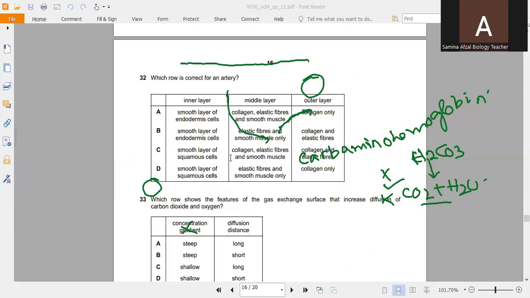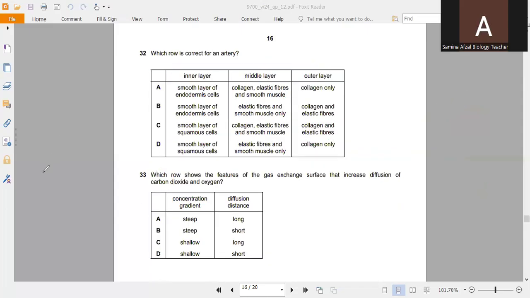We are moving towards question number 32. Question number 32 is: which row is correct for an artery? Inner layer, middle layer, and outer layer. They have told us about the inner layer, and you know that it's smooth. A and B have a smooth layer of endodermal cells. Endodermal cells are present only in plants. So A and B cannot be the correct options.